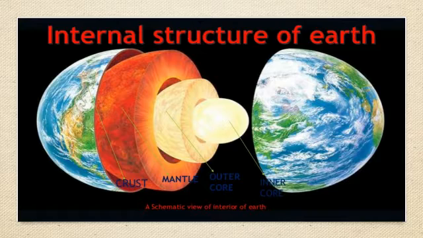Our first topic is internal structure of the earth. So students, as you all know, nobody has gone inside this earth to see how many layers are there. So our knowledge about the interior of the earth is based on evidences such as deep mine operations, volcanic eruptions, and earthquakes and their waves. The concentric layers of the earth are the crust, mantle and core, as you can see in this picture.